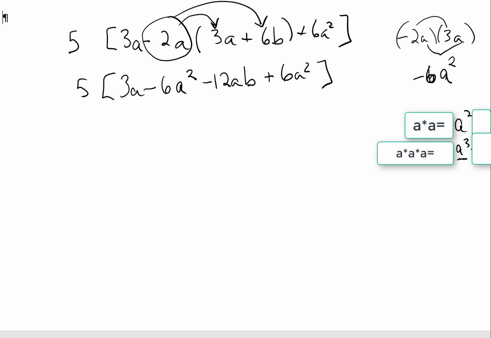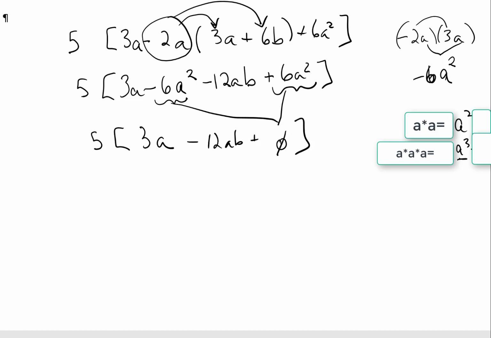Now I have some things to clean up inside the parentheses. I see that I have a negative 6a squared and a positive 6a squared. Those two are identical except for the sign in front of them. That makes them additive inverses. So when I sum those two numbers up, I would get a 0. So now I have 5 times 3a minus 12ab plus a 0, which I could just take off. I wouldn't have to put that step in, truly. So I really would have gone from this step down to this one.